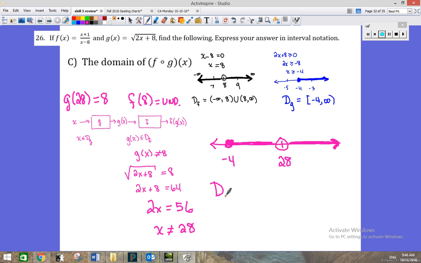So the domain for this composition is from -4 to 28 union 28 to infinity. So there's my final answer for part C.